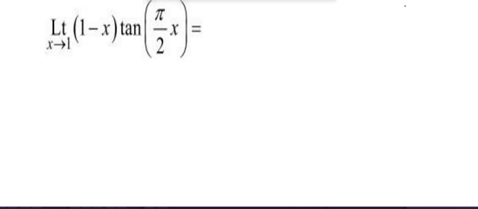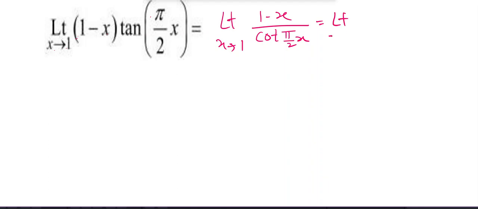This is the next question from limits. It is given: limit x tends to 1 of (1 minus x) into tan of pi by 2x. This is written as limit x tends to 1, and (1 minus x) times tan is written as (1 minus x) by cot of pi by 2x. So this is equal to limit x tends to 1 of (1 minus x) by cot of pi by 2x, which is tan of (90 minus x), that is pi by 2 minus pi by 2x.